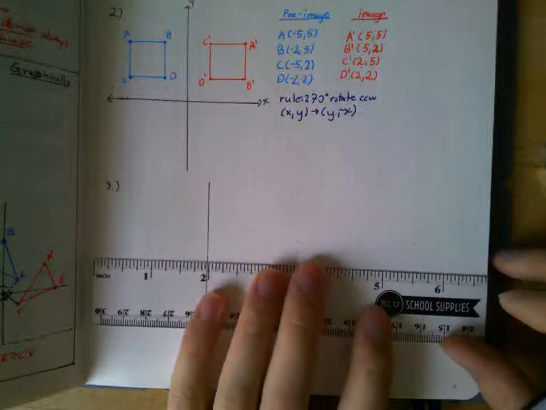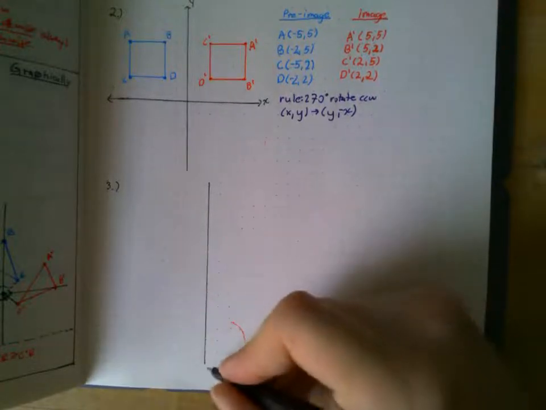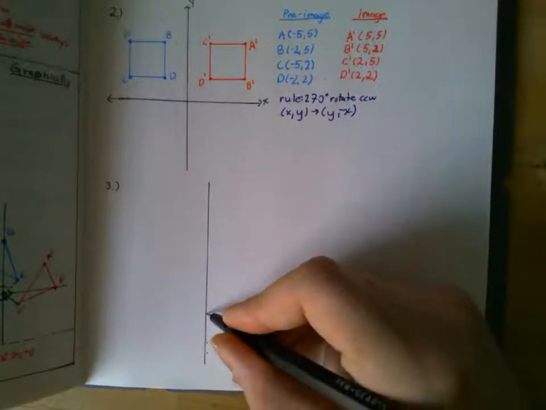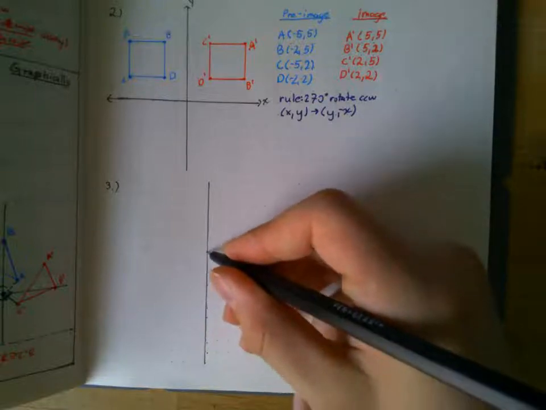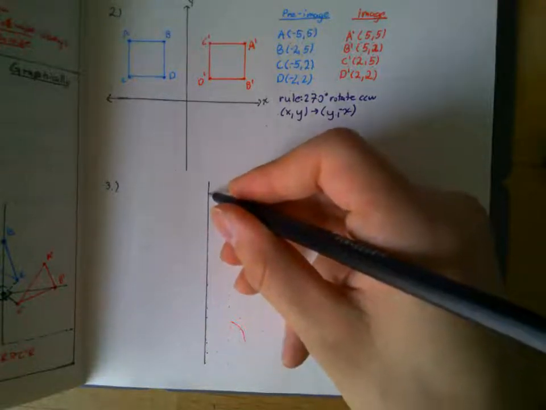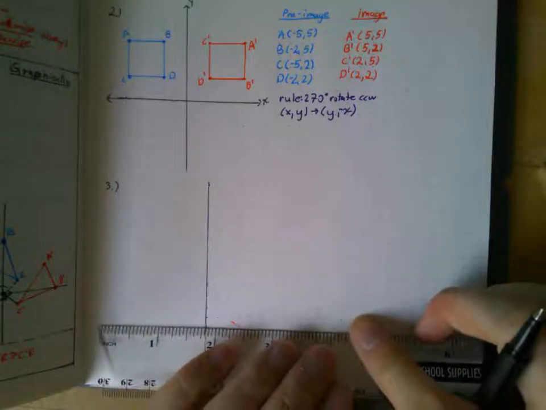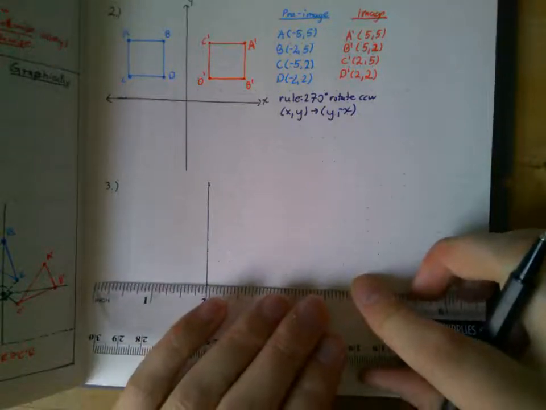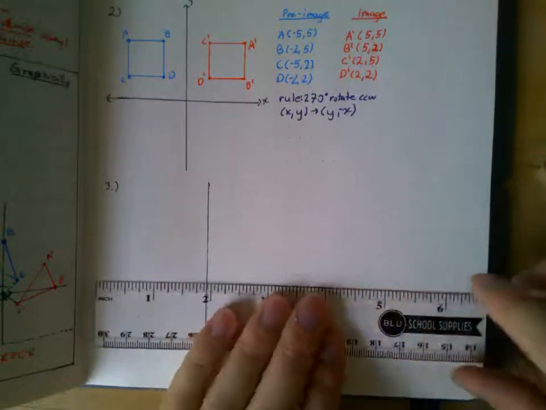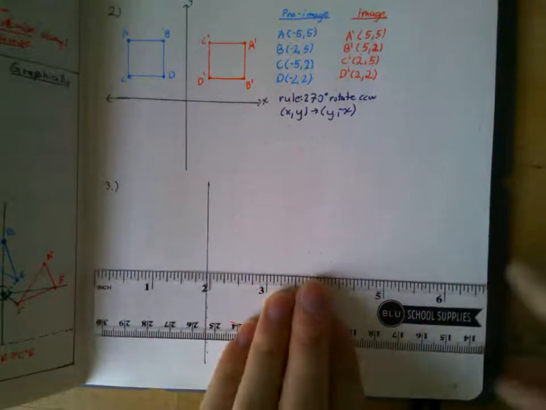Okay, so let's see. I need to see how many dots I have. 1, 2, 3, 4, 5, 6, 7, 8, 9, 10, 11, 12, 13, 14, 15, 16, 17. There we go. 1, 2, 3, 4, 5, 6, 7, 8. We're going to go one more up.